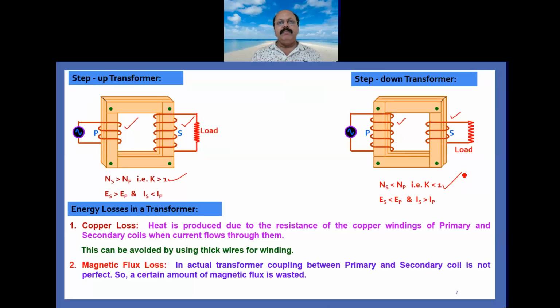Second one is magnetic flux losses or magnetic flux leakage. So in an actual transformer the coupling between the primary and secondary coils is not perfect, so a certain amount of the magnetic flux is wasted. So that's why this loss can be minimized by winding the coils one on the top of the other.